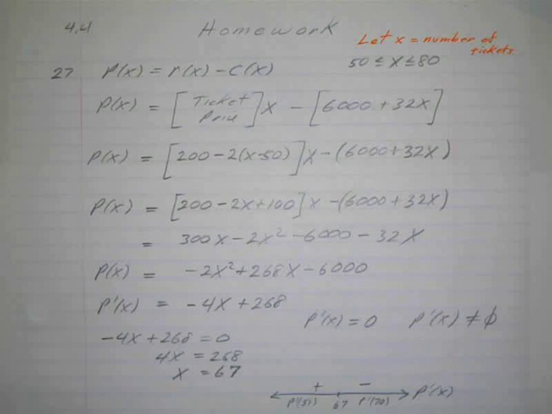And then what we have is a tour service. This is number 27. Read this in your book. You operate a tour service that offers the following rates: $200 per person if 50 people, that's the minimum number to book the tour, go on the tour. For each additional person, up to a maximum of 80 people total, the rate per person is reduced by $2. It costs $6,000, that's a fixed price, plus $32 per person to conduct the tour. How many people does it take to maximize your profit?